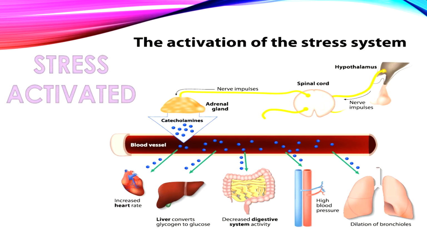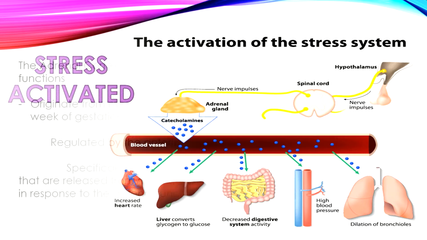So thinking of the fight or flight response, you get stress activated, there's a bear in the woods, he's coming after you. So the stress hits your hypothalamus, that sends a nerve impulse down to your spinal cord, which sends an impulse down to your adrenal gland that releases the norepinephrine and the epinephrine into the blood vessels. This increases your heart rate, your liver converts glycogen into glucose, it decreases the digestive system, your blood pressure gets raised, and then your bronchioles are dilated. So then if you decide you want to run from the bear or fight the bear, you're able to.